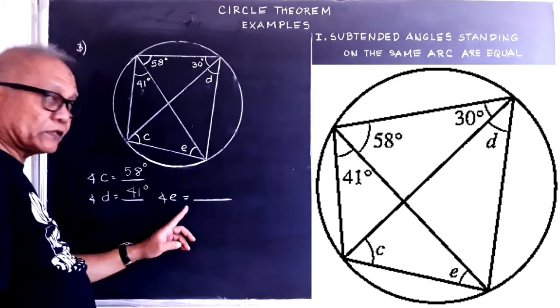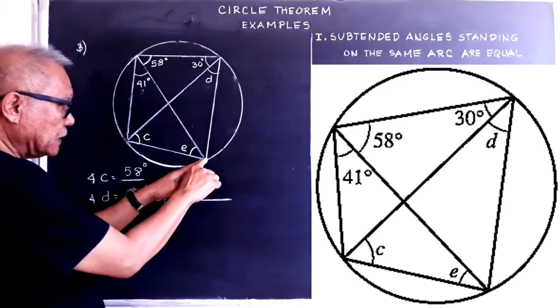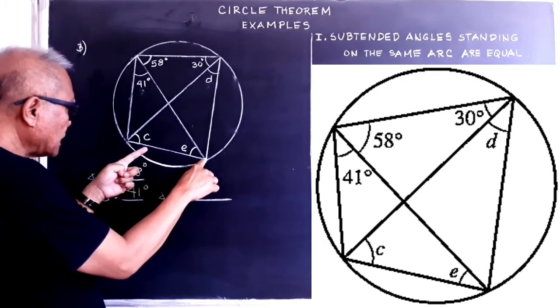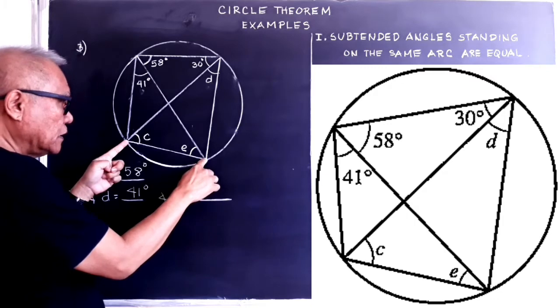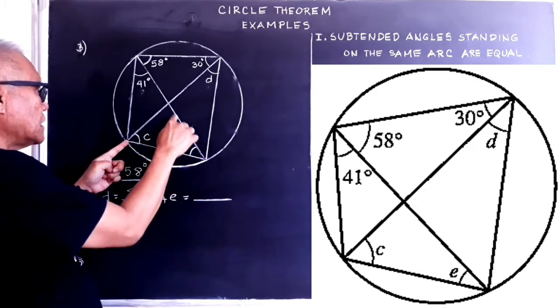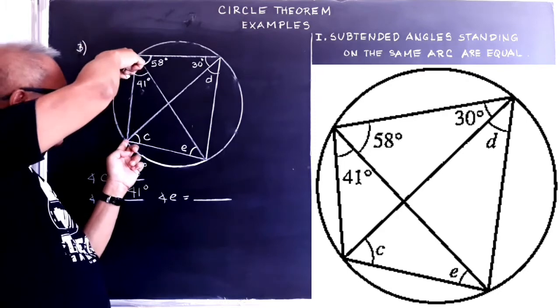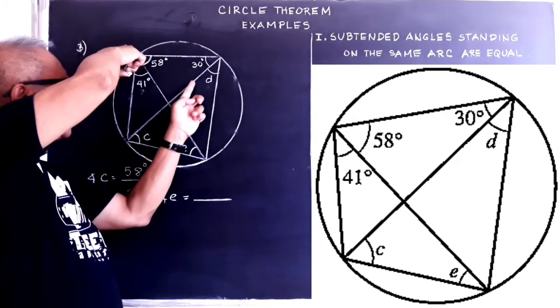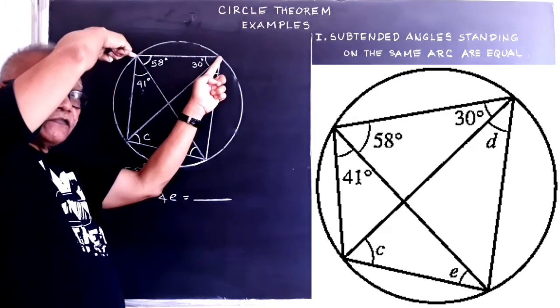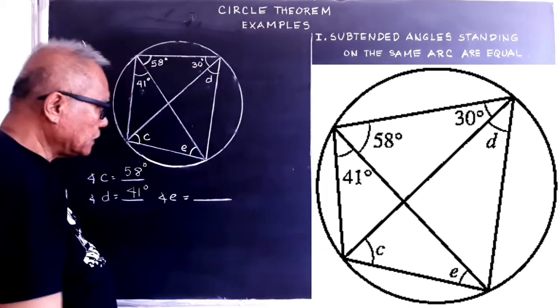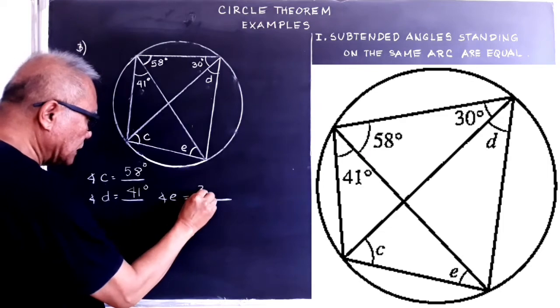Now let's have letter E. For letter E, I have to start here. My left finger traces this side. My right finger will trace this one here. And then my left finger will go there and my right finger will go there. So that is 30 degrees for angle E.